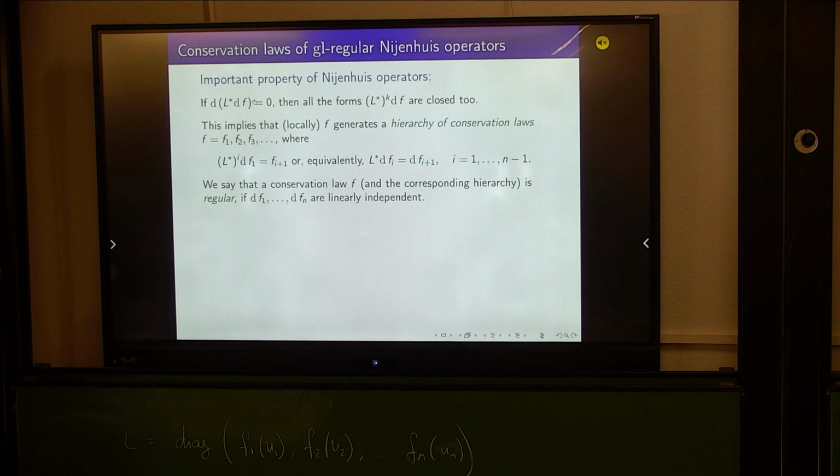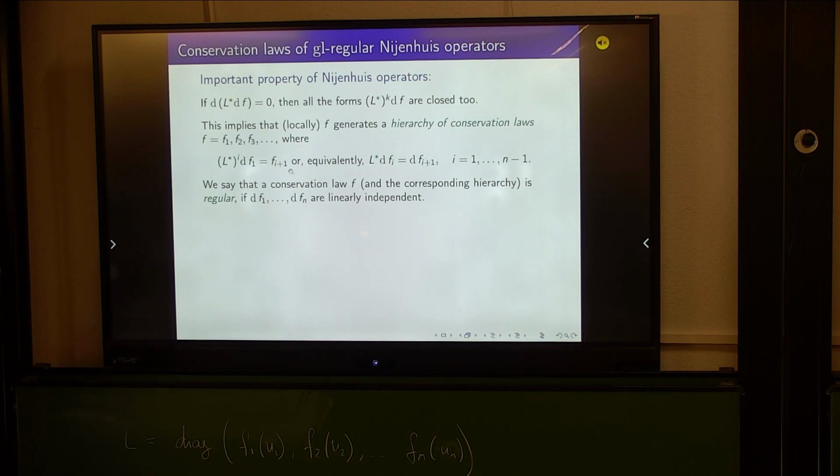So the first property, which is well known in this context: the conservation laws for Nijenhuis operators generate a hierarchy of conservation laws, in the following sense. Let F be a conservation law. Then this condition holds: the form L star df is closed. Then it follows that all these forms are closed, and therefore each F generates the sequence of conservation laws, say F1, F2, and so on, defined in this way.